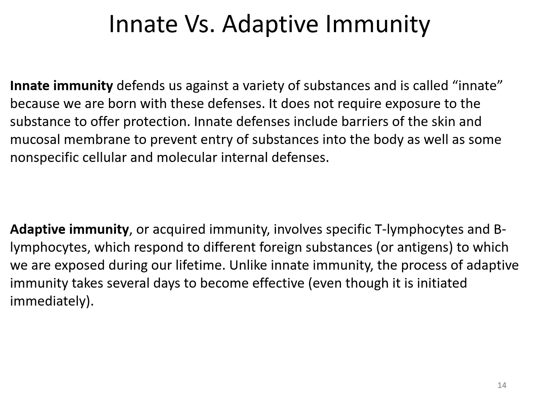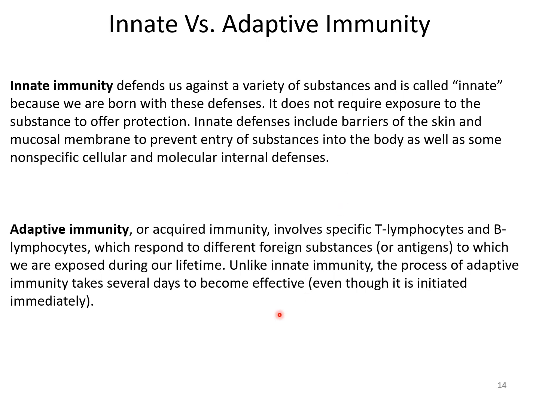Okay, so another slide about the difference between innate and adaptive immunity. Innate immunity defends us against a variety of substances. It's called innate because we're born with it. It doesn't require any further development. We don't have to be exposed to something in order to be protected from it. The innate defenses include the barriers of the skin and the mucosal membrane, and again, that helps to prevent things from gaining access to our body. Now, once something does gain access to our body, then we have other non-specific cellular and molecular defenses that will kick into gear. And we saw those physiological responses, the fever and inflammation.